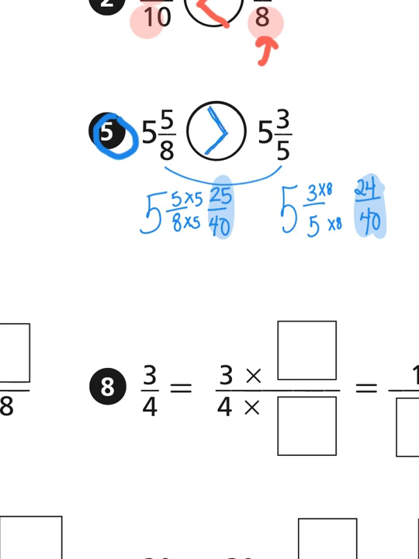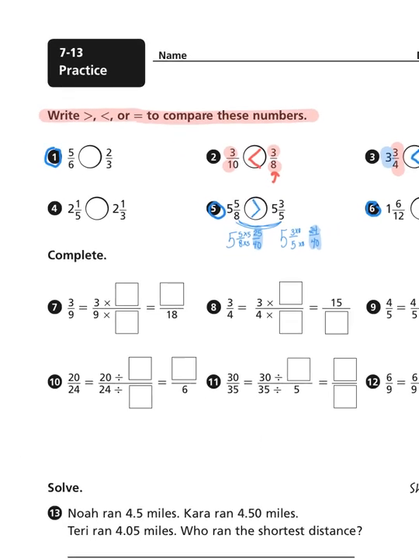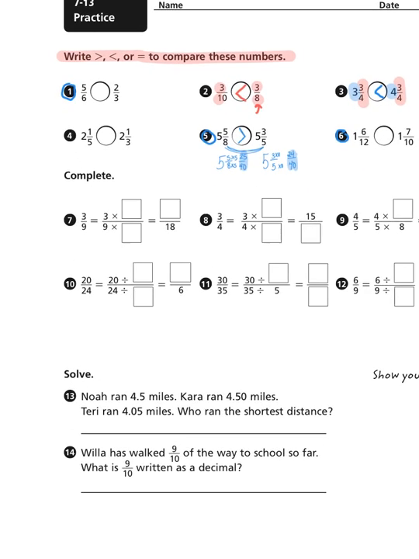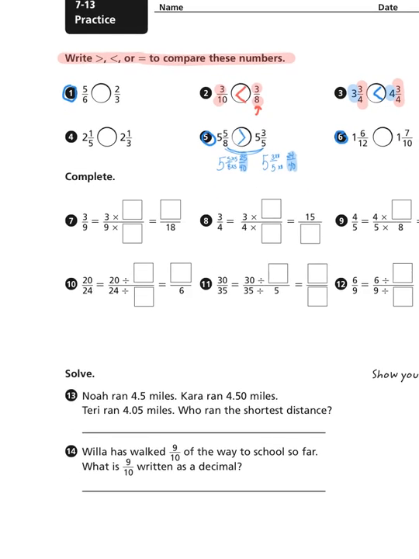Don't forget our trick. When we're finding common denominators, we can just multiply the two denominators, and that's going to get us a common denominator that we can quickly and easily compare. Okay? Looking at this next section here, they're asking you to make equivalent fractions, and they've given you one of the numerators or one of the denominators. So you need to ask yourself, well, 9 times 2 is 18. If I do it to the top or the bottom, I do it to the top.